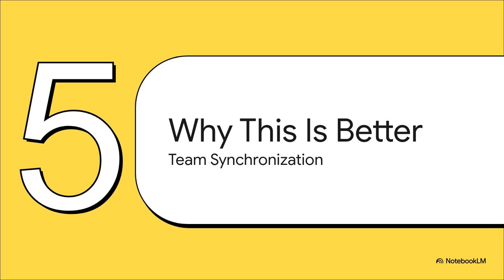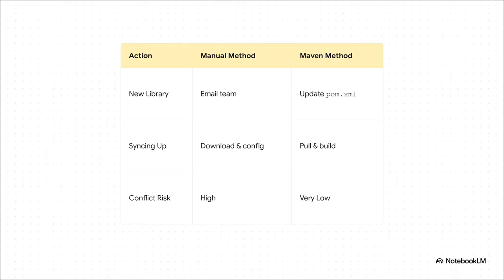Think of it like a giant search engine for basically any Java library you can imagine. So let's zoom out a bit. Why is this such a game changer for a team? It all boils down to one powerful concept: automatic synchronization. I mean, just look at the difference. The old way, you're sending emails, sharing jar files. The Maven way, you update one text file and commit it. The risk of someone having the wrong version just plummets to almost zero. It's a night and day difference.